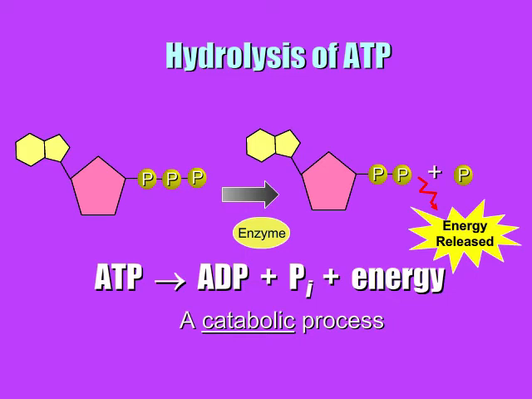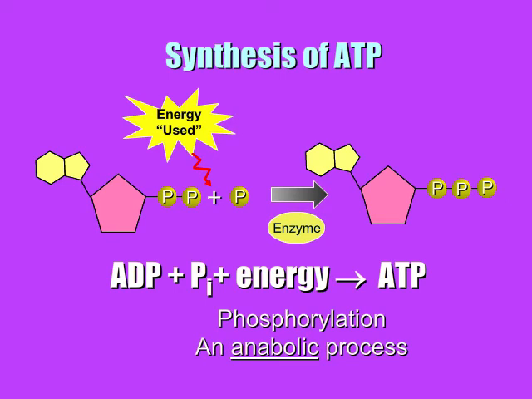In doing so, we release energy, and so we call this a catabolic process. A catabolic process is a process which tends to break down larger molecules into smaller molecules, and which oftentimes will release energy, and so that's why we call it catabolic. We can also do the reverse process.